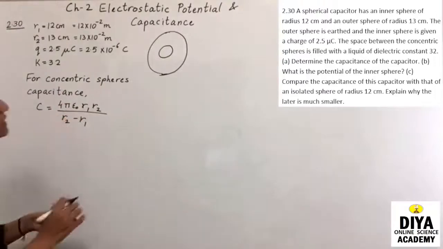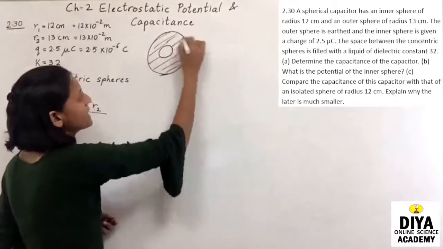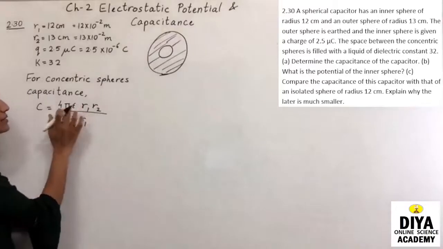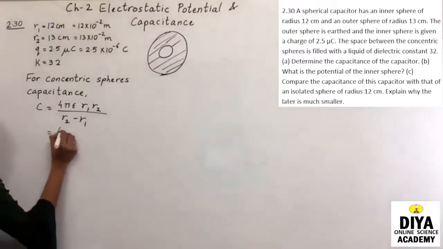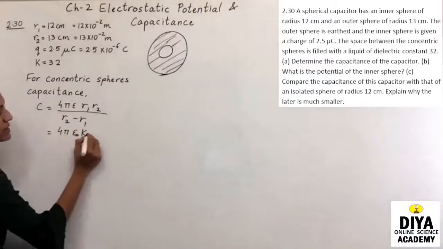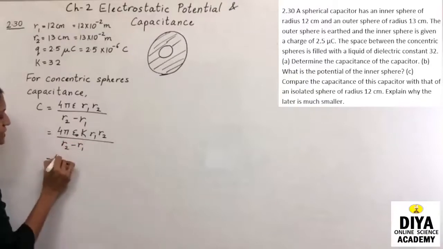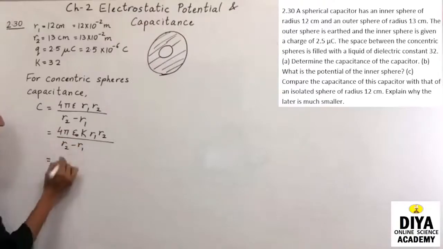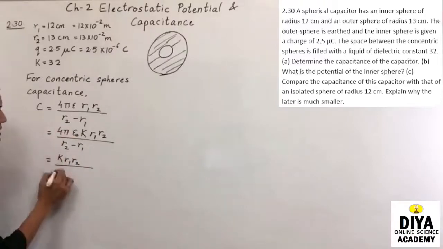Now here the space between the two spheres is filled with a dielectric material. So we cannot take epsilon 0 over here. Instead of that we should take epsilon. So now it will be 4 pi epsilon 0 into k times r1 r2 by r2 minus r1, where epsilon equals epsilon 0 into k. Further we can also write this as capital K r1 r2 by 4 pi epsilon 0, where 1 upon 4 pi epsilon 0 is small k.